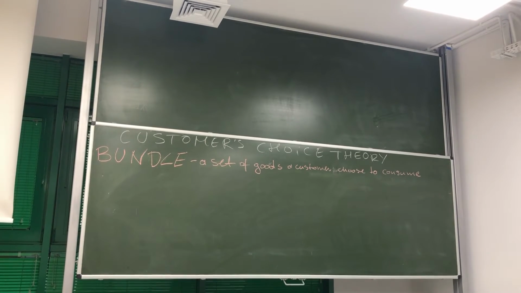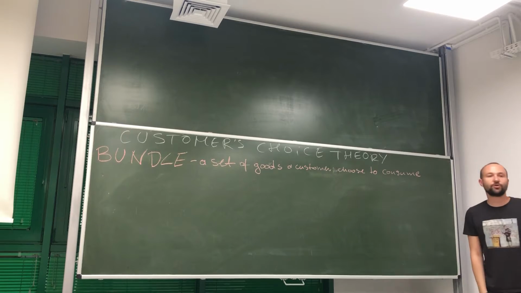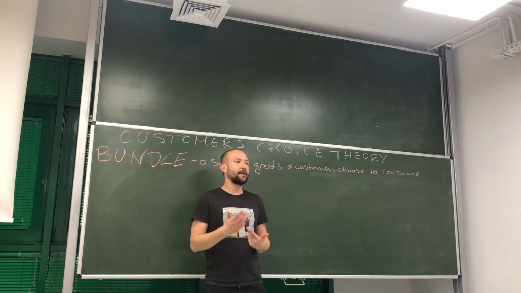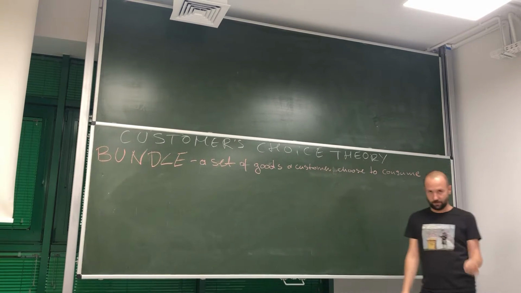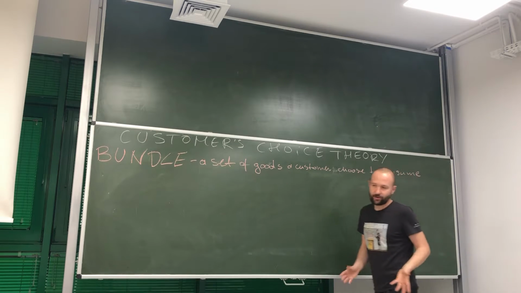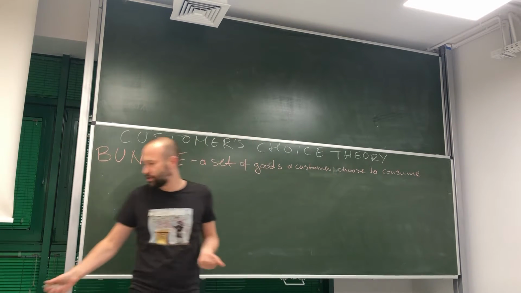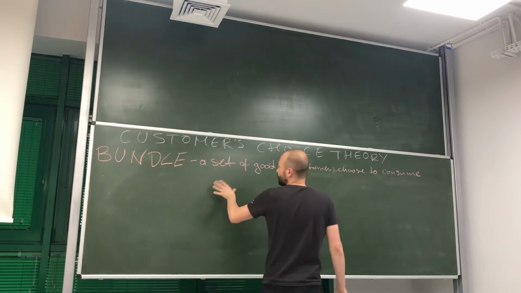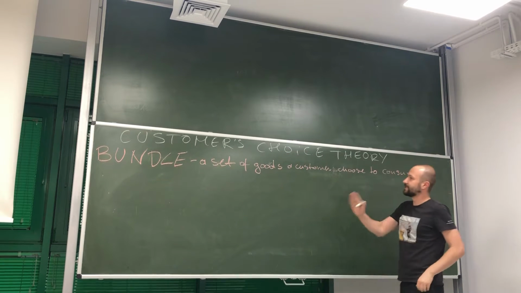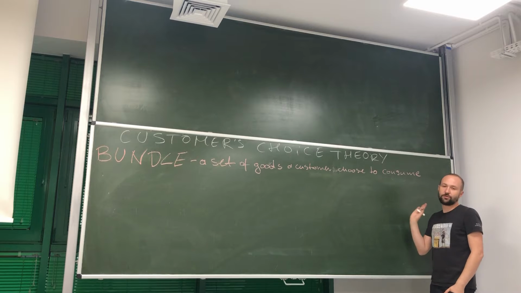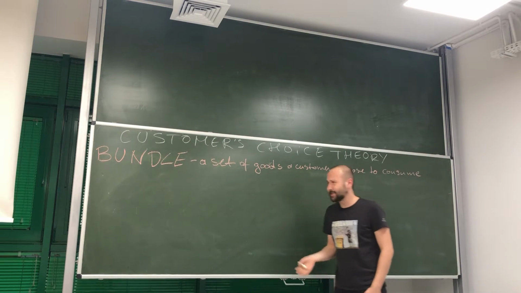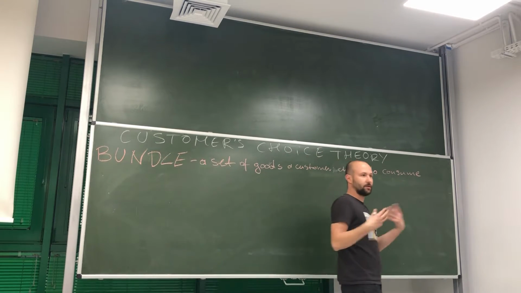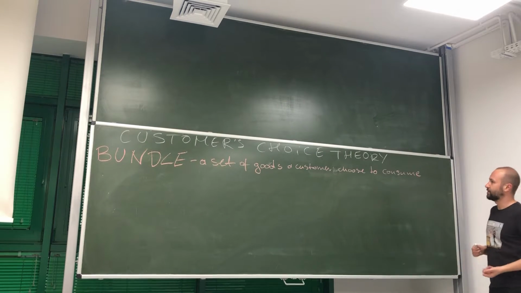Hi, in the previous video, we started discussing customer choice theory. However, we restrained our attention just to the analysis of one single good. Now, we're going to broaden our analysis by the inclusion of more goods. And in order to do so, we need to introduce a bundle. A bundle is a set of goods our customers choose to consume. Sometimes we call them bundles, sometimes baskets, but basically now we will be talking about these sets, collections of goods the customer chooses to consume.